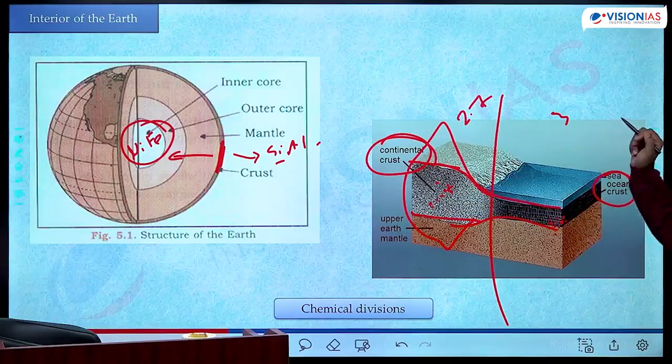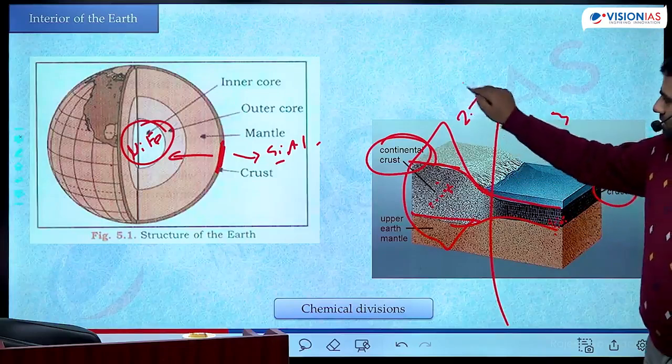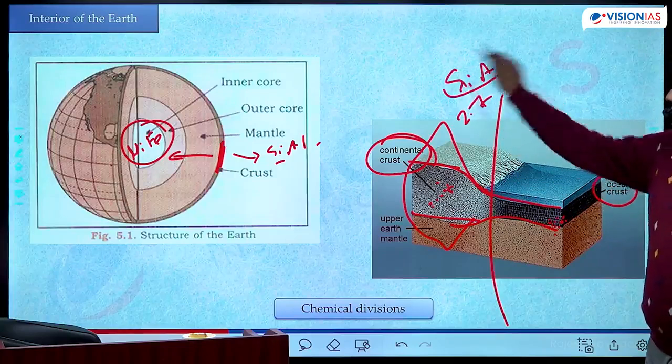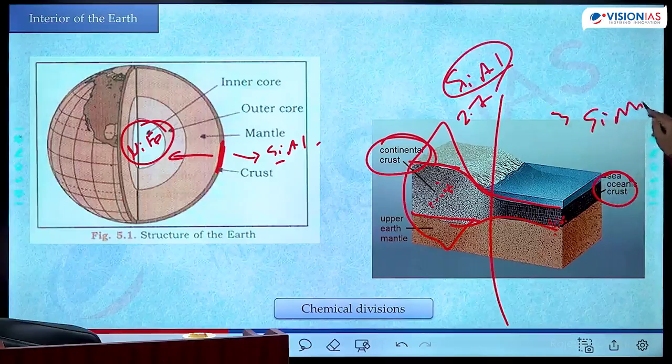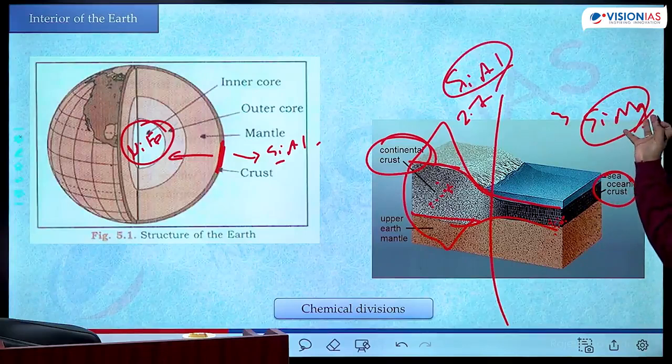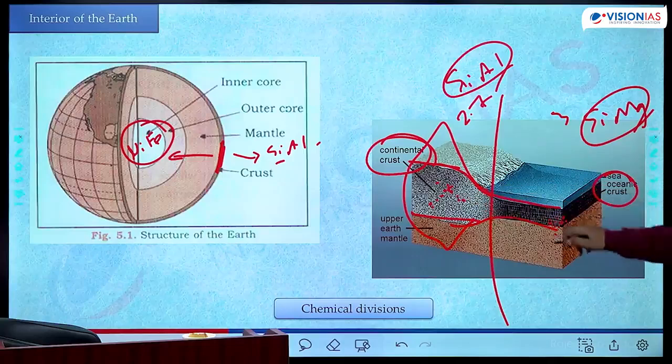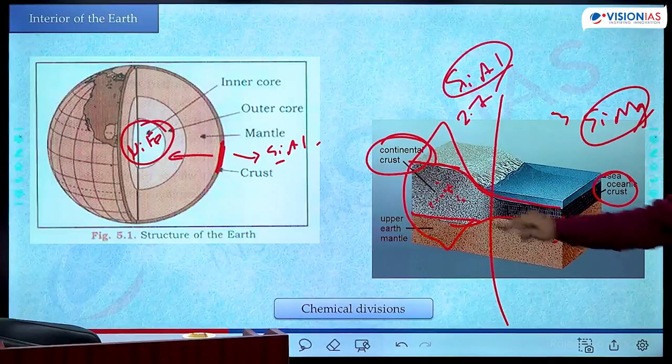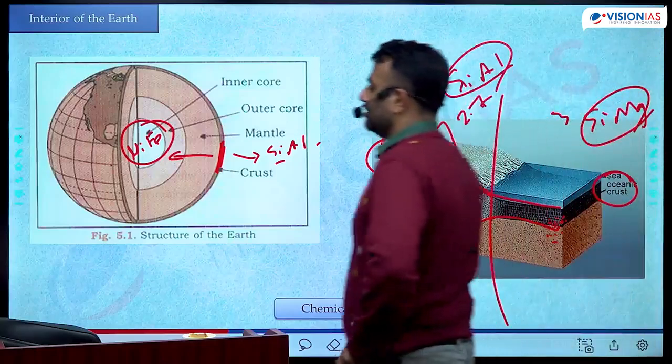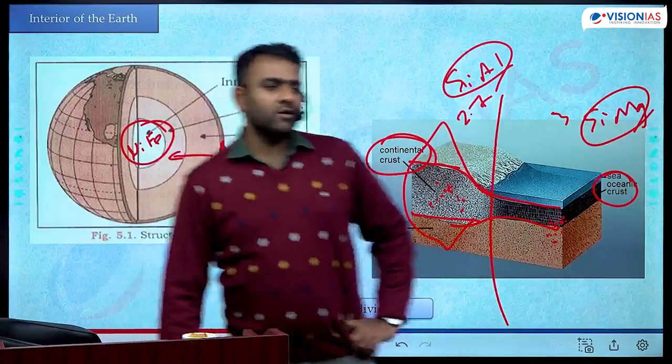Then silica and aluminum is the dominant here. Here silica and magnesium is the dominant. That is why increased density. Or older in age, younger in age. Because of the seafloor spreading and subduction, the oceanic crust continuously gets destroyed. Continental crust never gets destroyed. ठीक है. Upper mantle, lower mantle तो पता है.